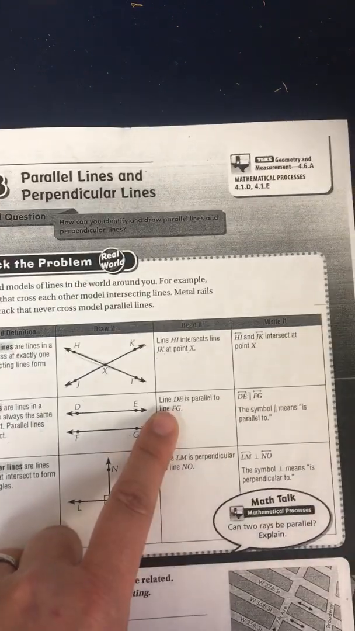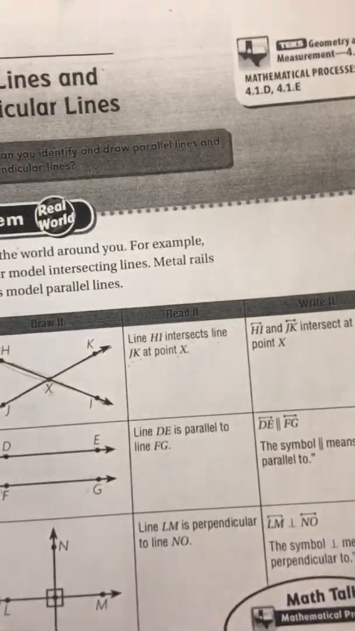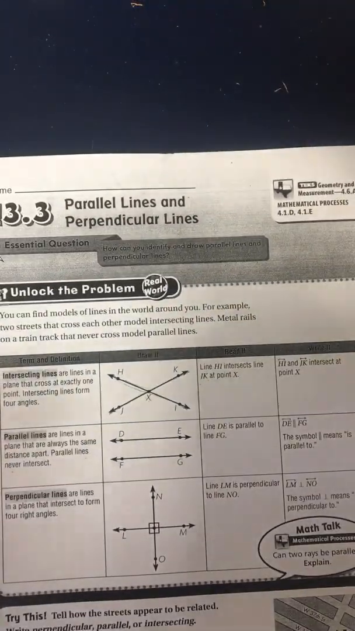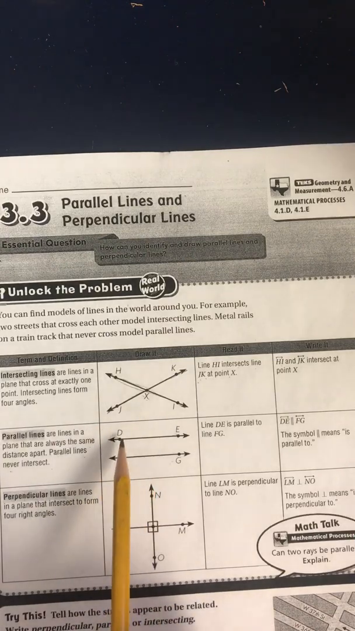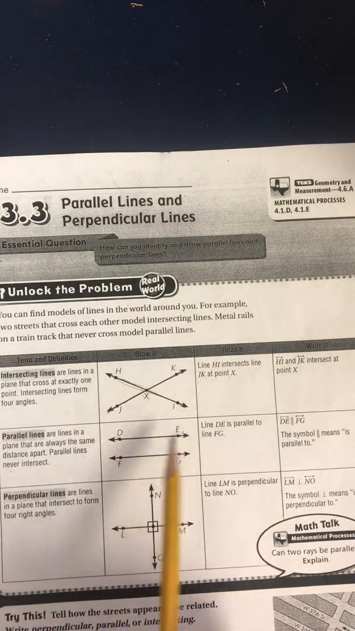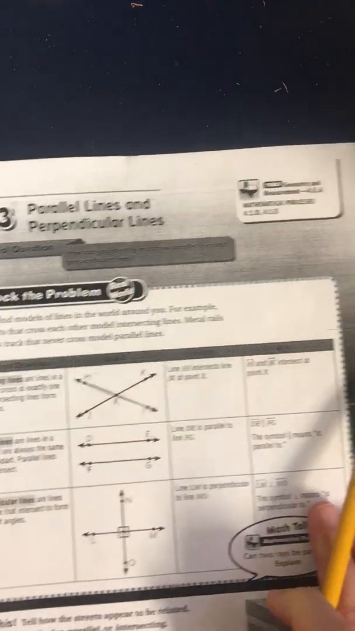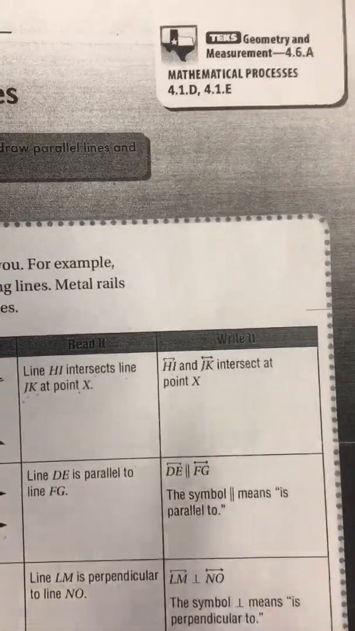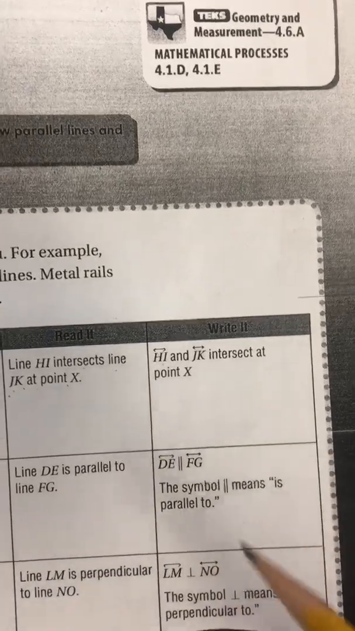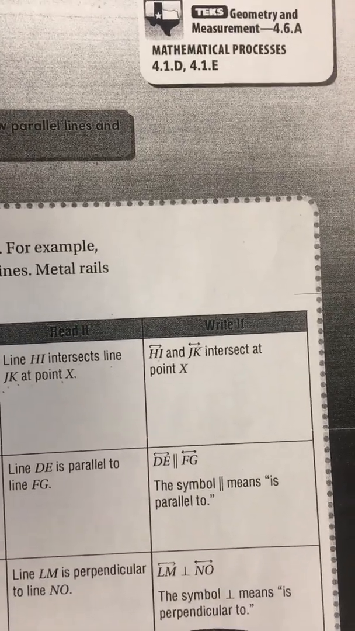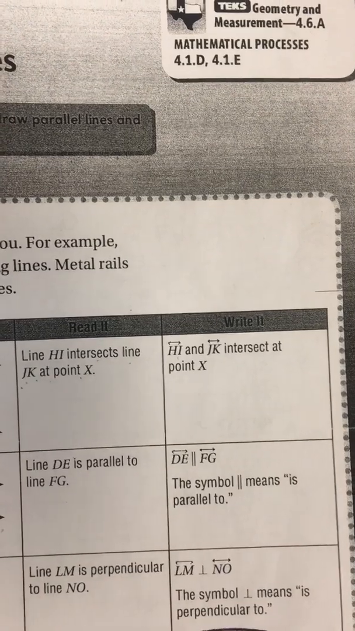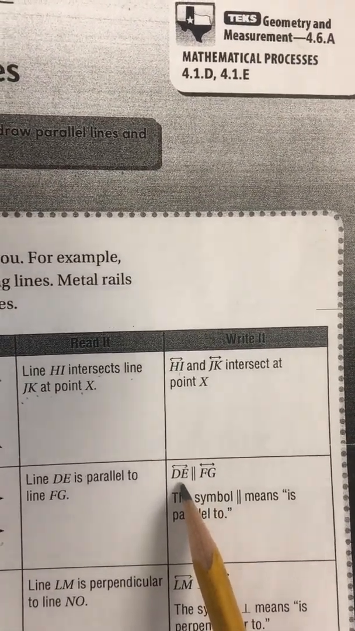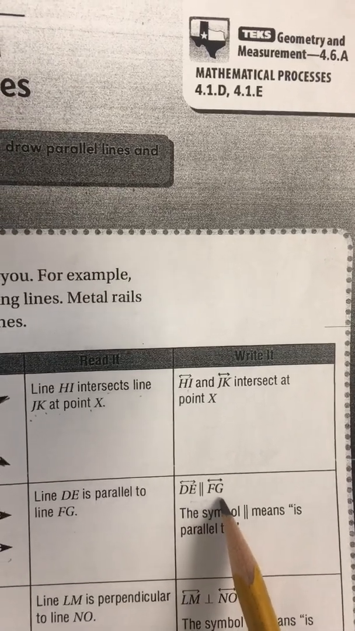The way that you would read it is line DE is parallel to line FG. And notice they're saying DE, so I'm looking at this line, and FG, they're parallel. Notice how they write it. Here's how you'll see it written on the worksheets. The symbol, and it looks like two lines, means is parallel to. So this is saying line DE is parallel to FG.